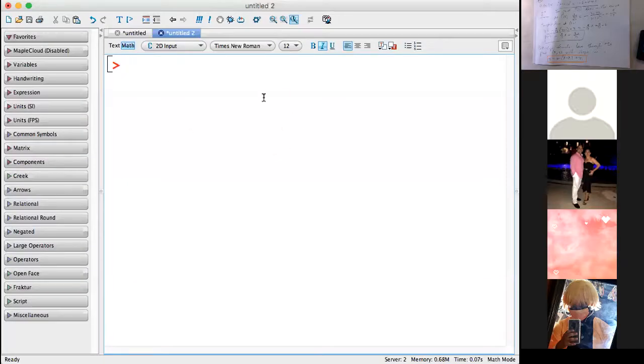So can you see this Maple worksheet? Yes. Okay.